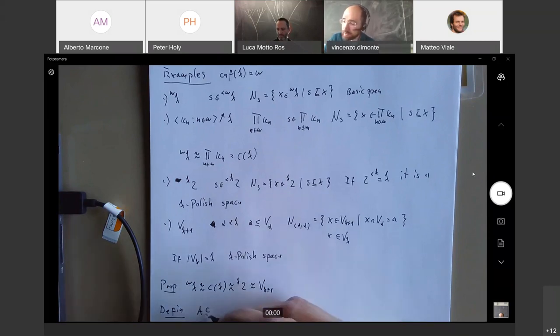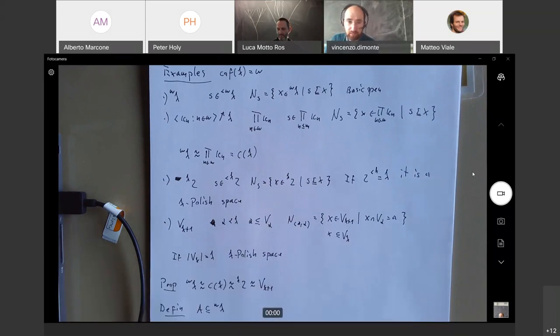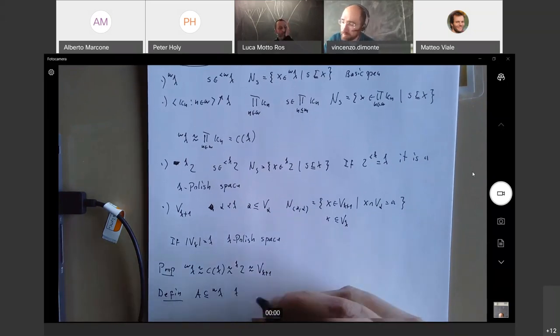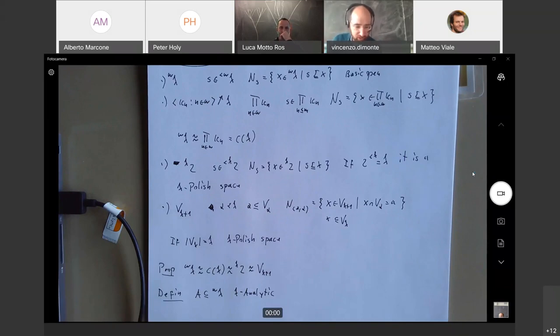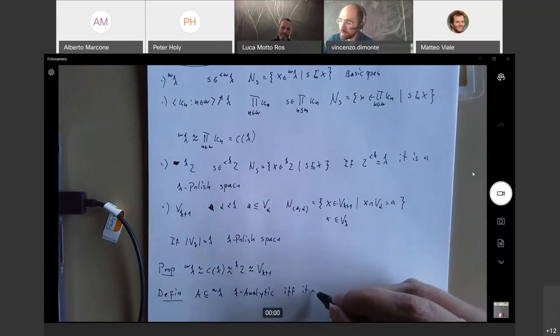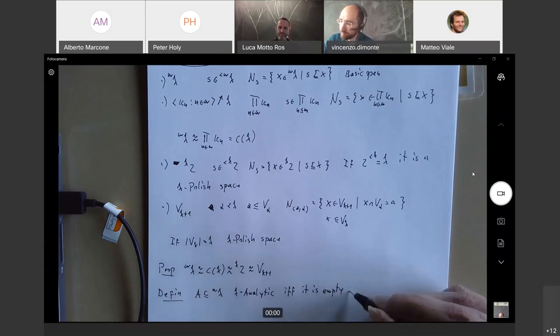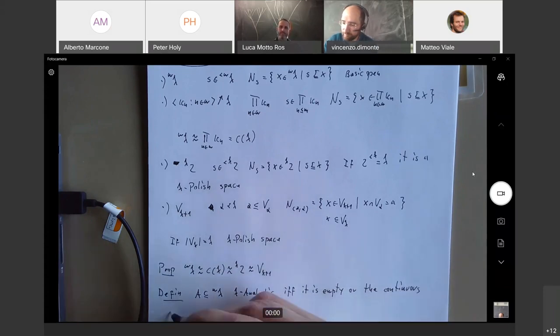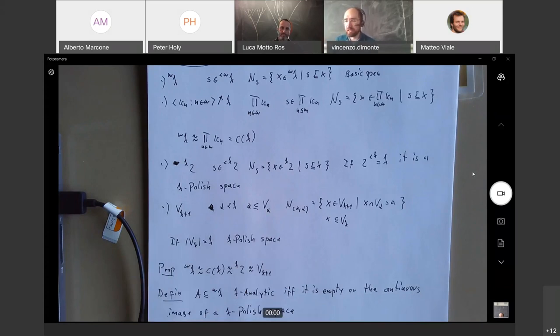So we say A is a lambda analytic. Now you can decide your definition. As usual, they're all the same. So if it is empty or the continuous image, or a lambda polyspace. Okay, so this was just to give you an idea. These are the kind of spaces we are working on.